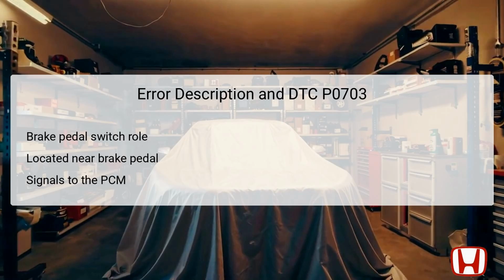Located conveniently near the brake pedal in the driver's footwell, it ensures that as the driver engages the brake, necessary systems respond appropriately. The PCM uses this information to monitor and adjust engine idle speed and is also significant for cruise control functionalities. When this switch malfunctions, it may lead to performance problems such as an inability to activate cruise control or unexpected changes in engine RPM. Thus, understanding the switch's role in the vehicle's operation is key to troubleshooting DTC P0703.